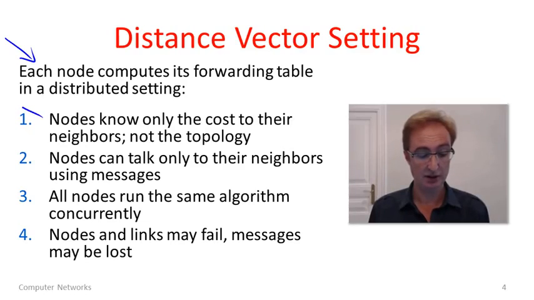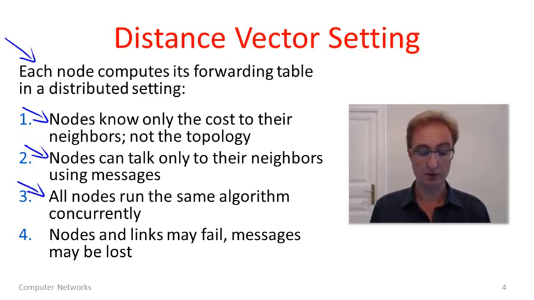In fact, if you're a node in this setting, all you know is your neighbors and maybe the cost to reach your neighbors. So you just have local knowledge. You don't know the overall topology at all. In terms of finding out things and deciding things, you can only talk to your neighbors using messages. You can't send messages magically to faraway places. You can only gossip and exchange messages with your immediate neighbors.